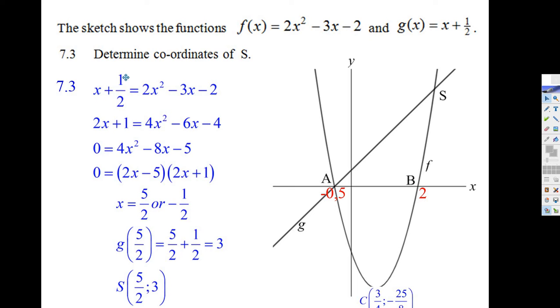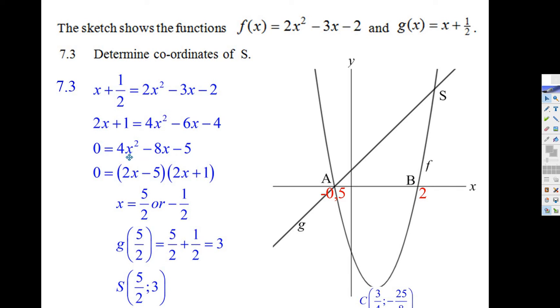2 times x is 2x. Half of 2 times 2 is 1. 2 times 2 is 4x squared minus 6x. I double everything. Now I'm thinking, hey, this is a quadratic. I have to put it in standard form. Take away 2x from minus 6x, you get minus 8x. Minus 4 minus 1 is minus 5.